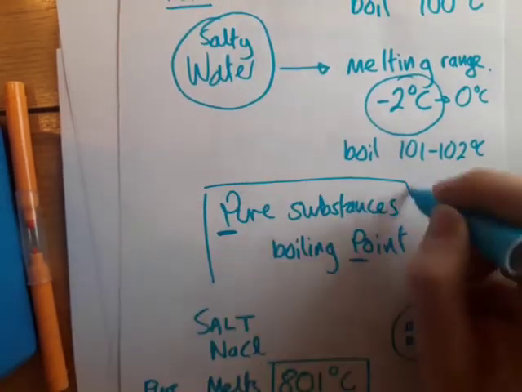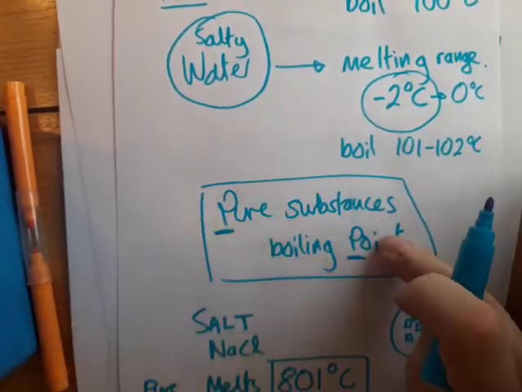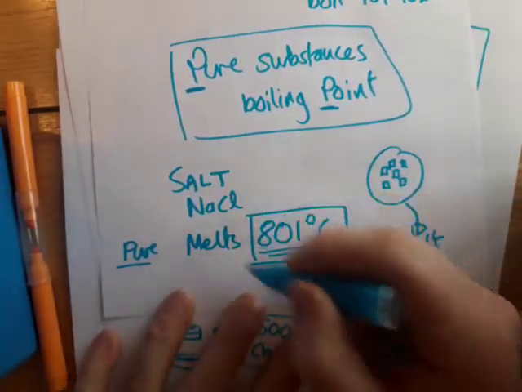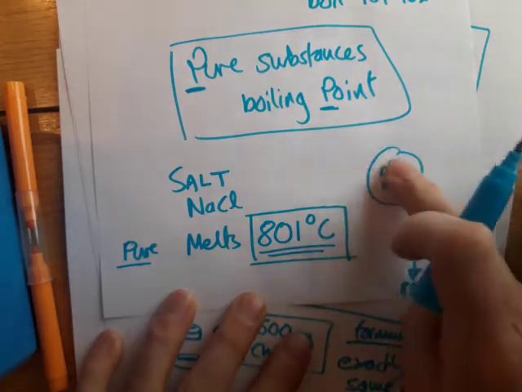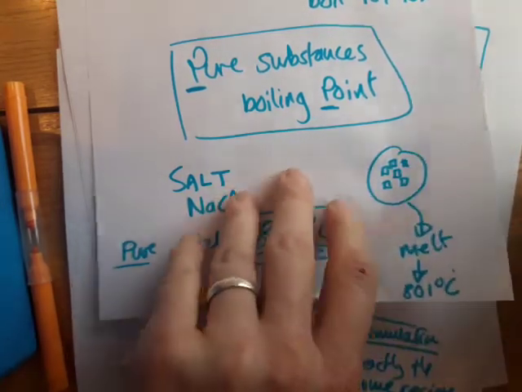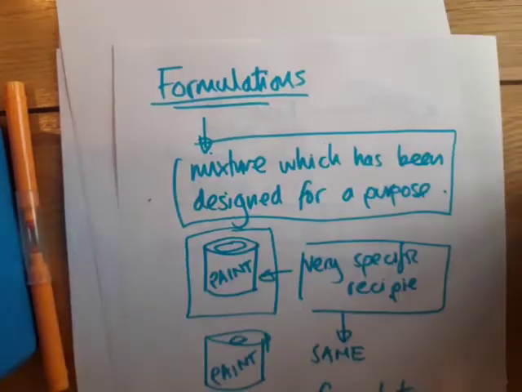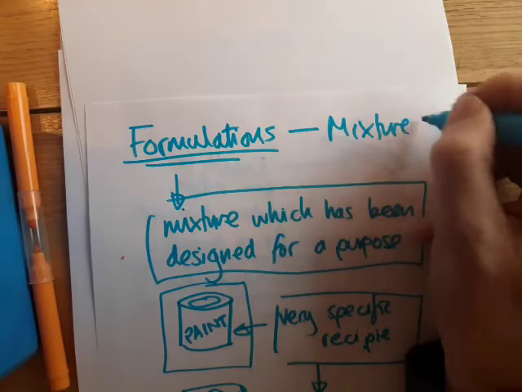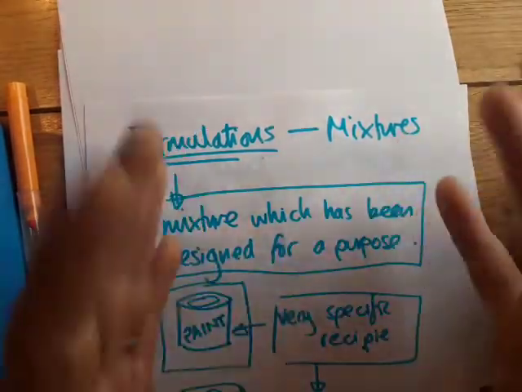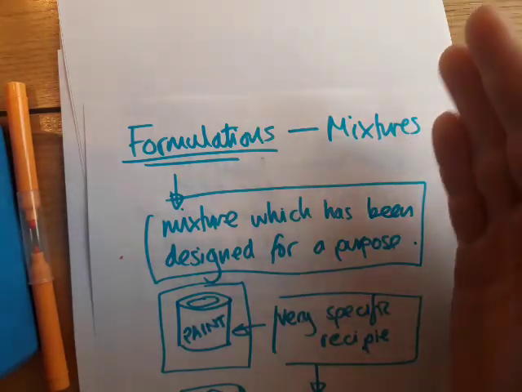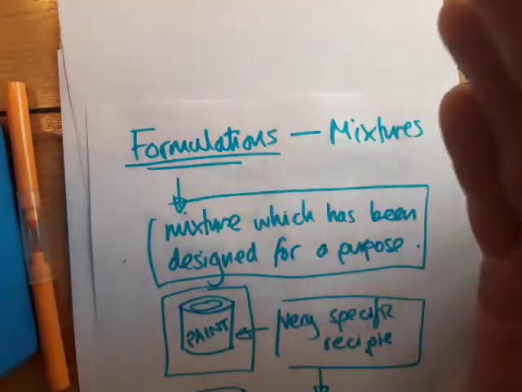I then wrote pure substance, boiling point. I then gave you a little example of how you might use that. If you know the boiling point of something and you find a chemical and it has that boiling point, well, that means you can identify that chemical. So that was pure. Then we went on to formulations, and formulations are mixtures, but not just a random mixture. It's a carefully measured out mixture that serves a job, that does a purpose.